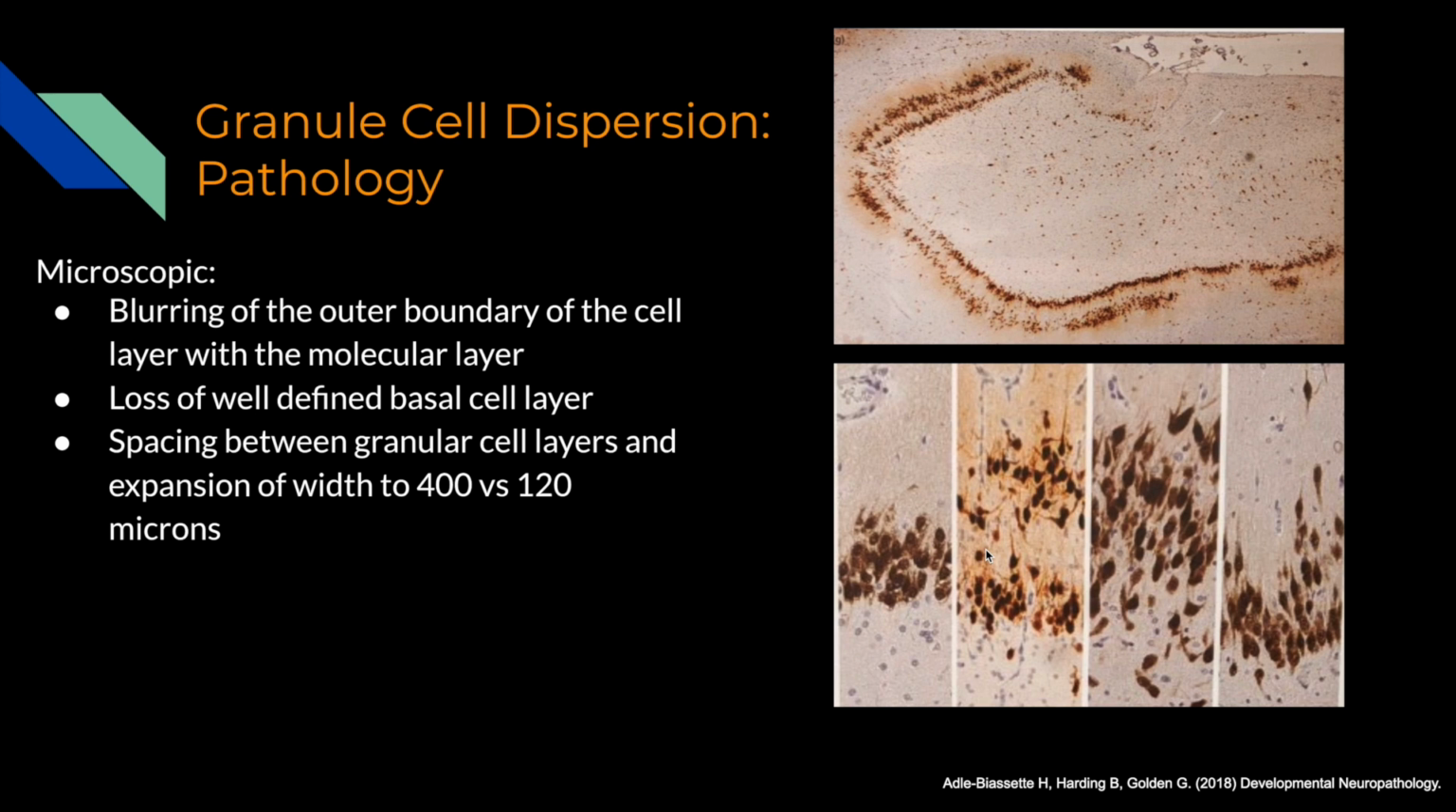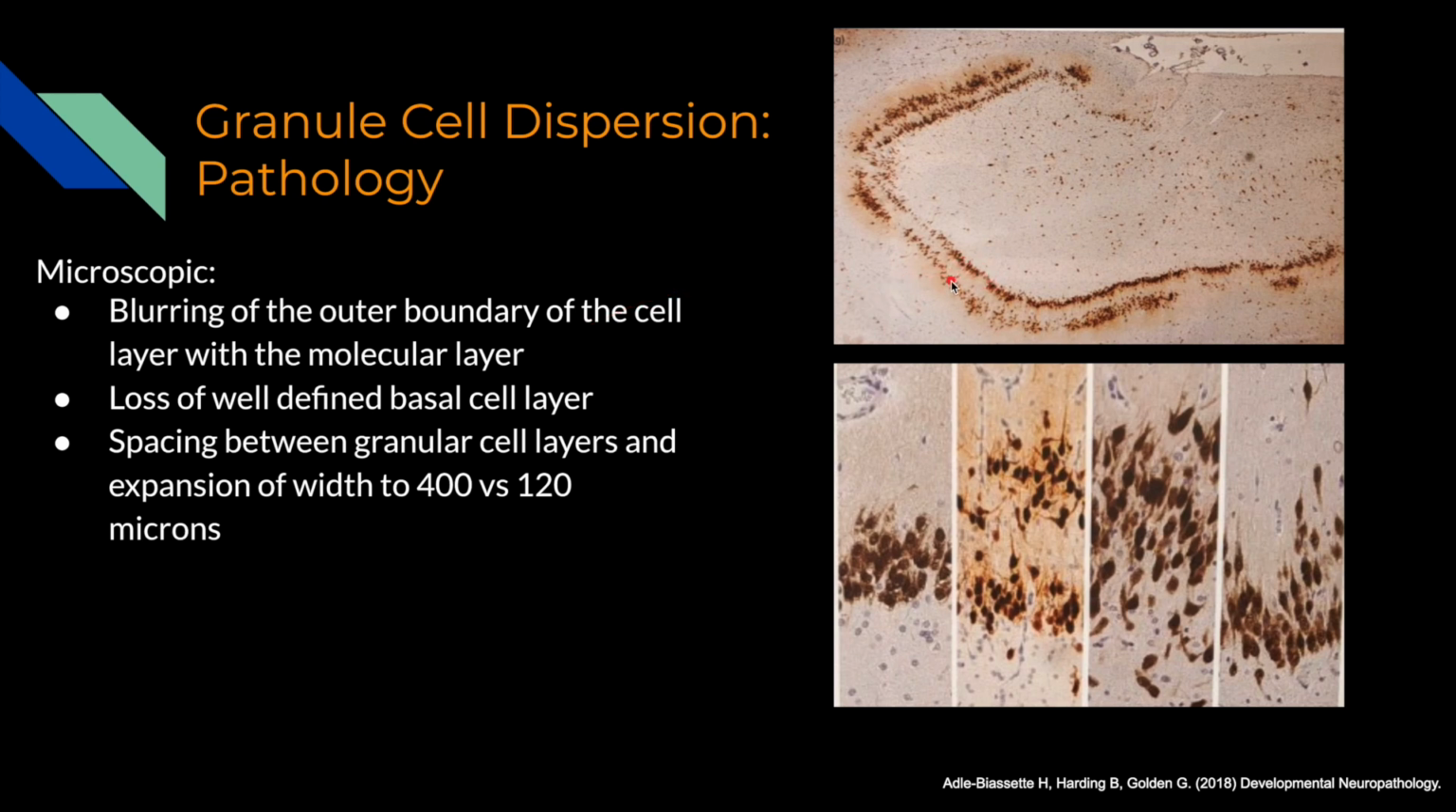Let's briefly talk about granular cell dispersion. Again, this is a pathology that commonly co-occurs with hippocampal sclerosis and loss of neurons in the cornu ammonis. Here you get blurring of the outer border of the cellular layer with the molecular layer, which is this outer layer here. In this case, we have duplication.